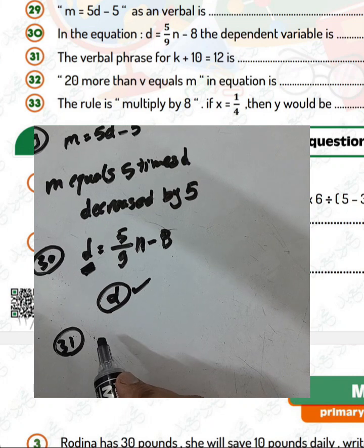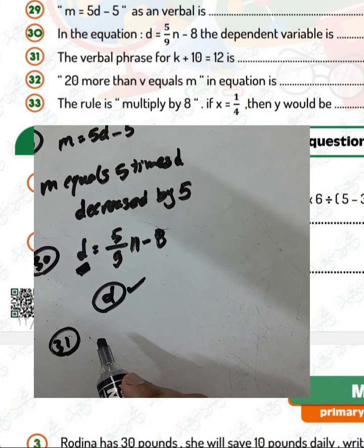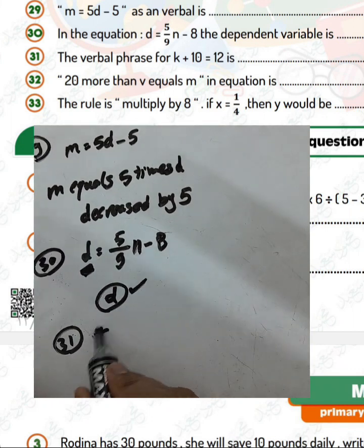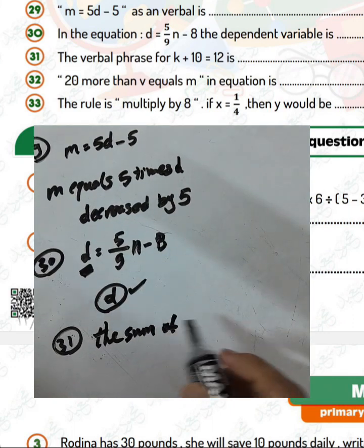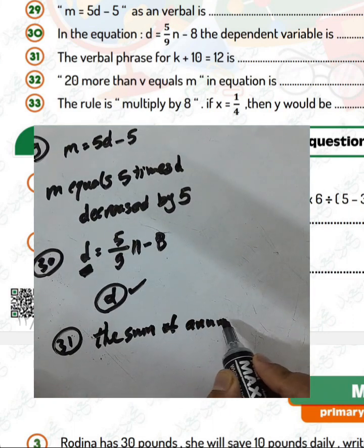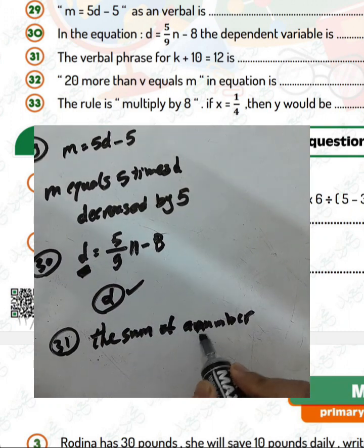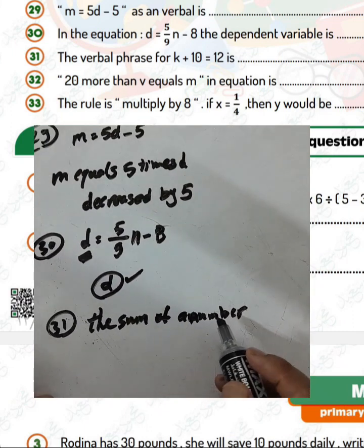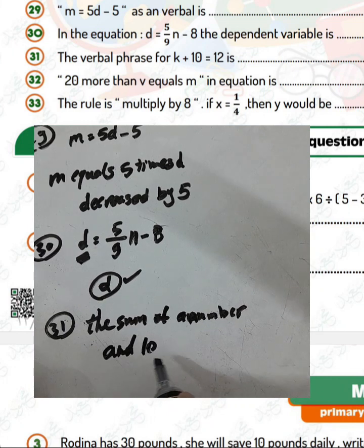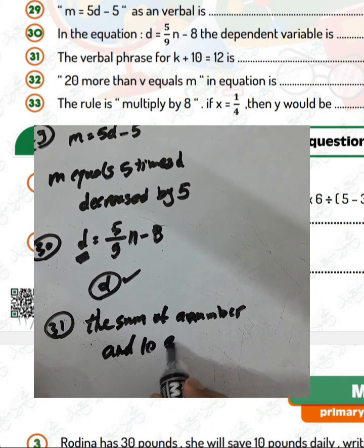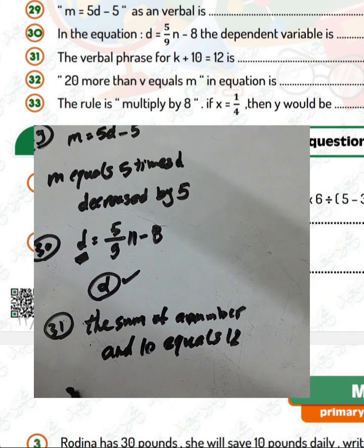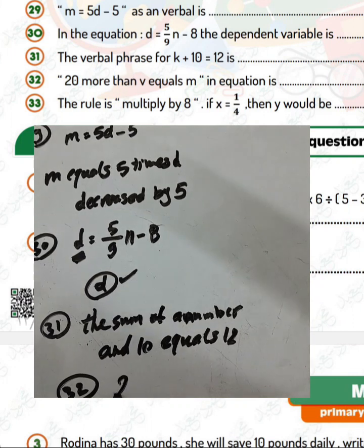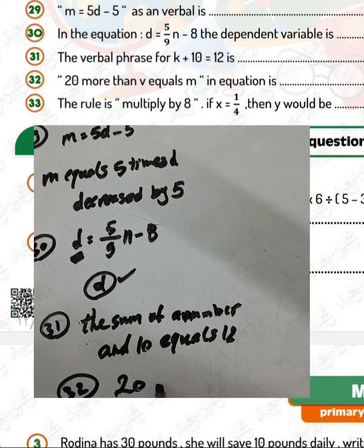Question 31. The verbal phrase k plus 10 equals 12. We can write: the sum of a number k and 10 equals 12. Question 32. 20 more than v equals m.